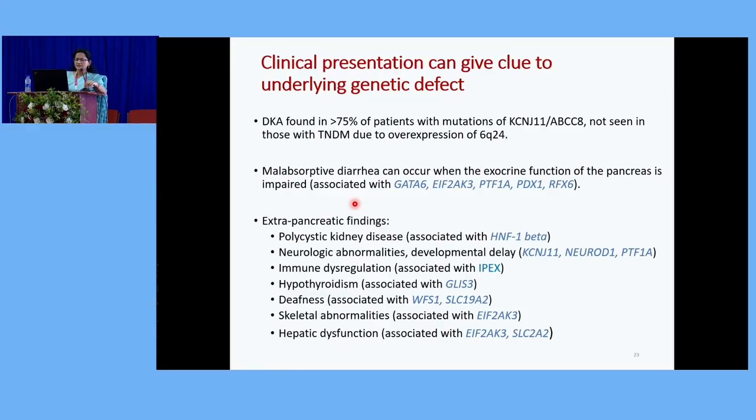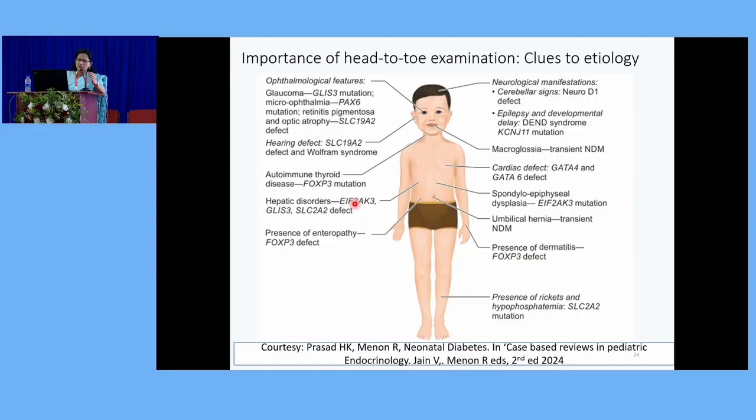Neurological abnormalities, DEND syndrome, NEUROD1, immune dysregulation with IPEX, hypothyroidism with GLIS3, which is again a transcription factor, deafness associated with Wolfram syndrome, and SLC19A2. Skeletal abnormalities, spondyloepiphyseal dysplasia is associated with your EIF2AK3 mutation, but it typically presents late. And hepatic dysfunction also with various genes. So head-to-toe examination can actually give you a good clue.